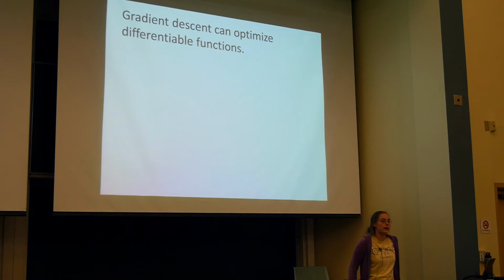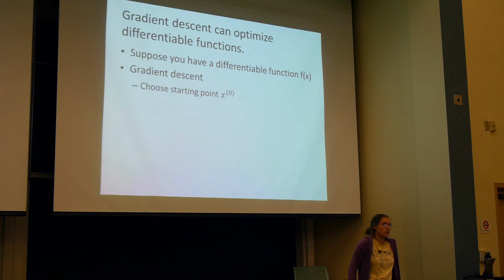So gradient descent is a pretty powerful optimization method. You can use it for a very broad class of functions that you want to optimize that maybe you can't solve for exactly, as long as these functions are differentiable. So if you have a differentiable function f, gradient descent would choose a starting point. Lots of times just choosing it randomly works well. And then it repeats this process until nothing changes, or it doesn't change appreciably.